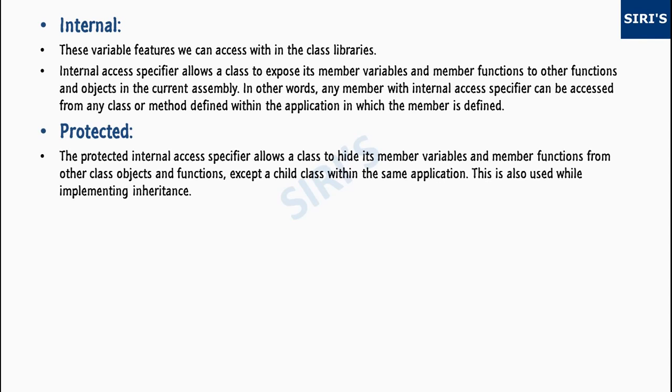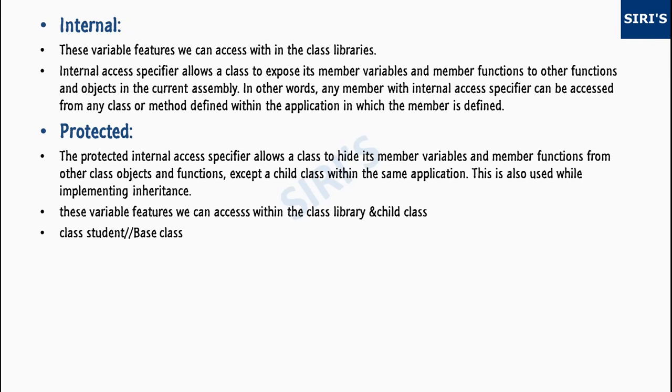Protected internal: the protected internal access specifier allows a class to hide its member variables and member functions from other class objects and functions, except a child class within the same application. This is also used while implementing inheritance. These variable features we can access within the class, library and child class.